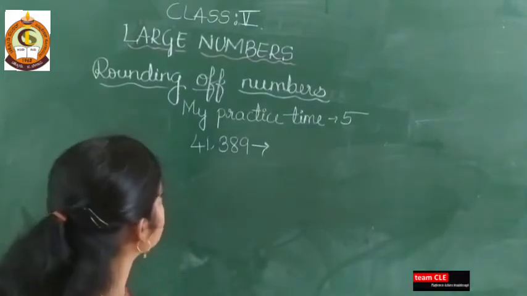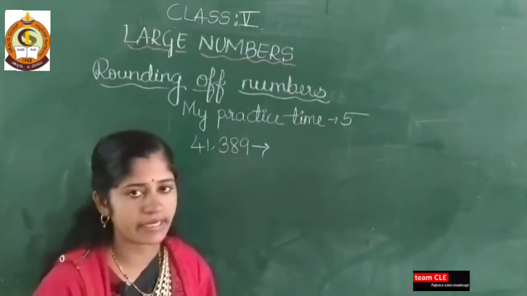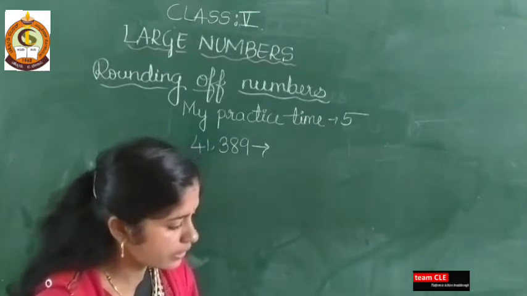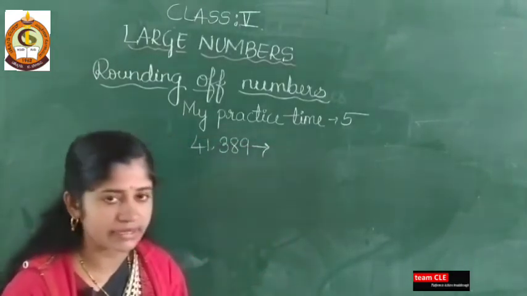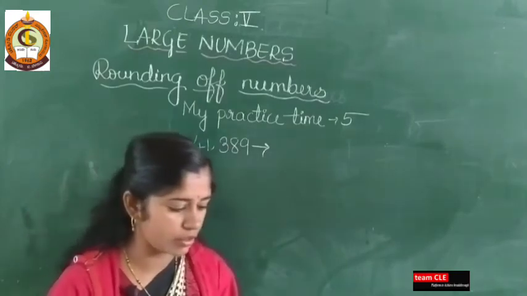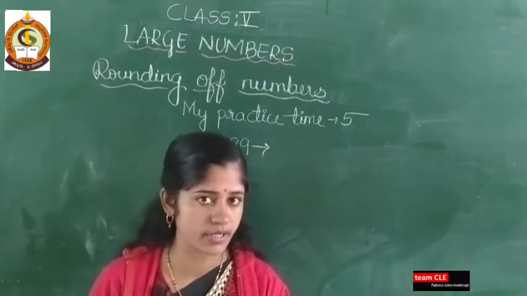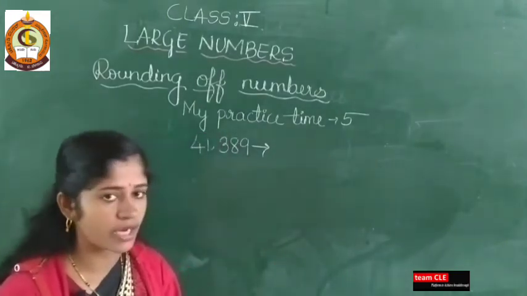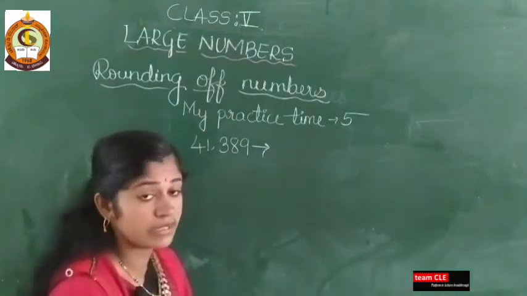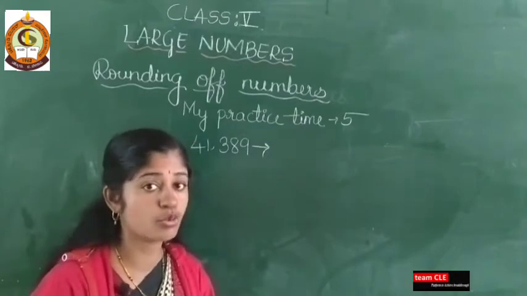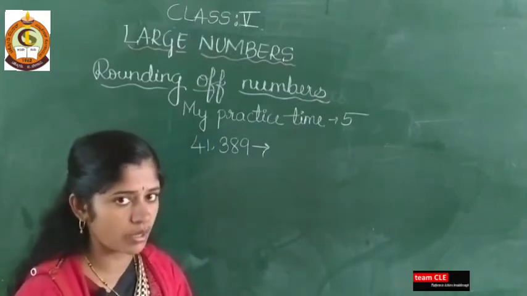Already you know we are discussing lesson number 1, and that is large numbers. In previous videos you learned how to form the greatest and smallest number and how to write the successor and predecessor of a number. In today's class we are going to learn how to round off numbers nearest to tens, nearest to hundreds, nearest to thousands.